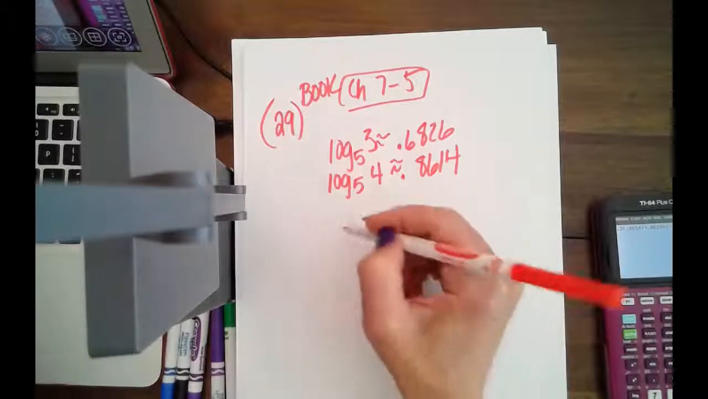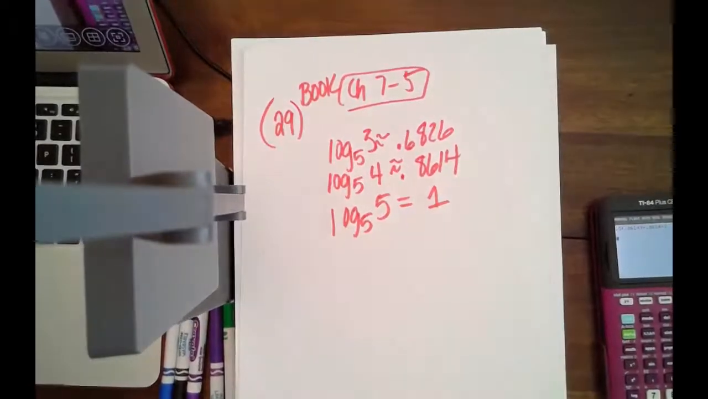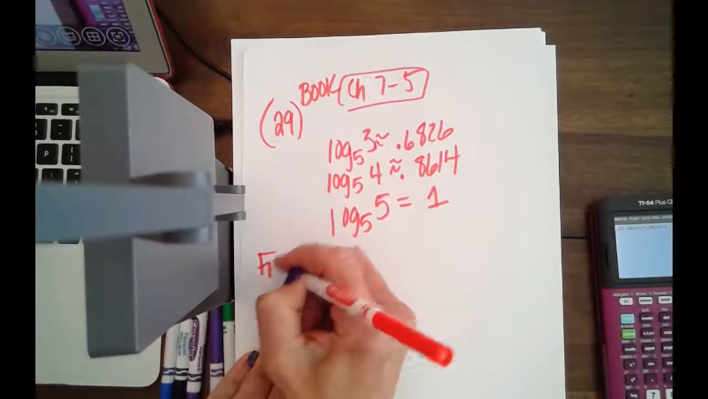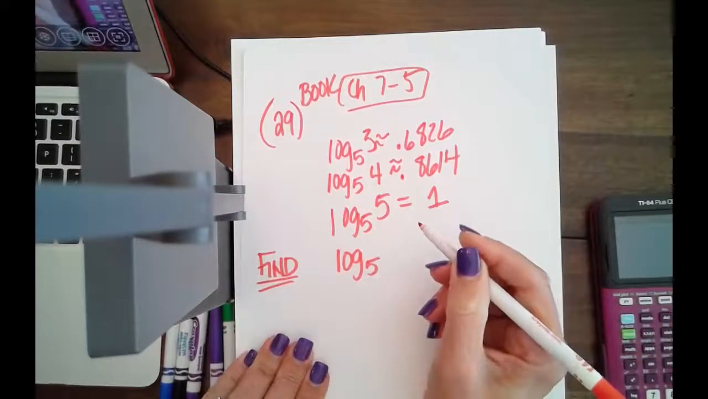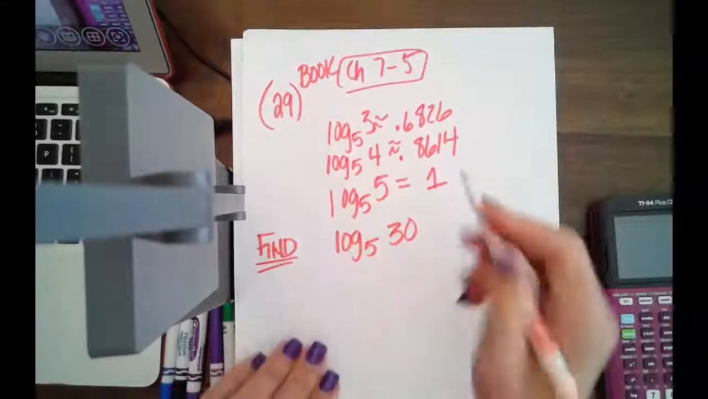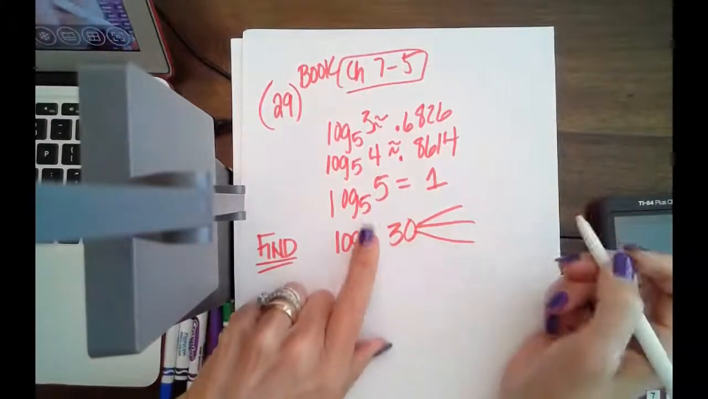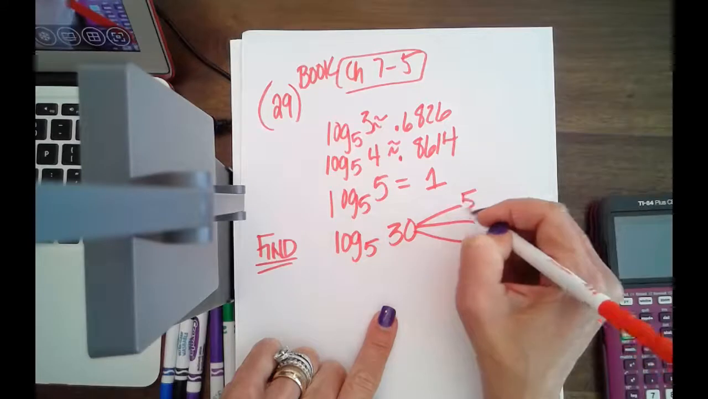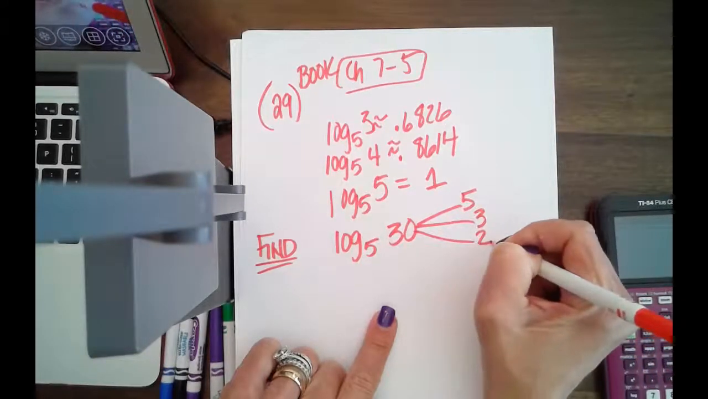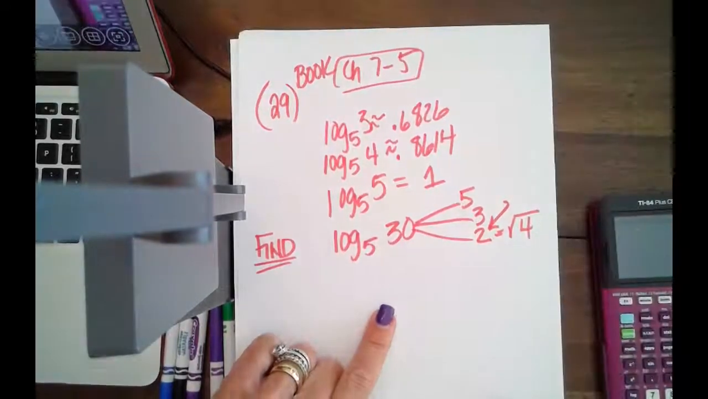And I'm going to add log base 5 of 5, and I know that's going to equal 1. Okay, so now I have my Brock, and my Brock in the problem is find log base 5 of 30. Okay, so we need some factors of 30. Well, this is easy. I've got 5 times 6, right? So 5 times 6 is 5 times 3 times 2, and we've already dealt with the 2 because that's the same thing as saying the square root of 4. Okay, so we're going to set it up just like that.